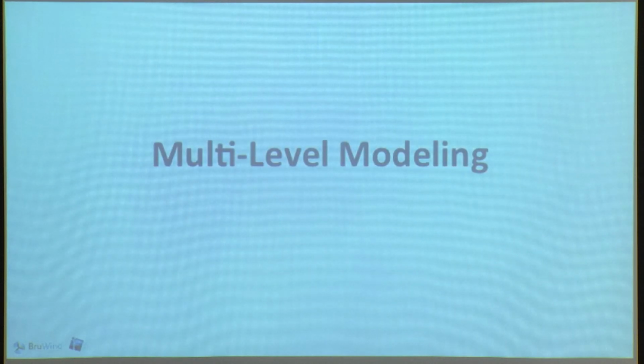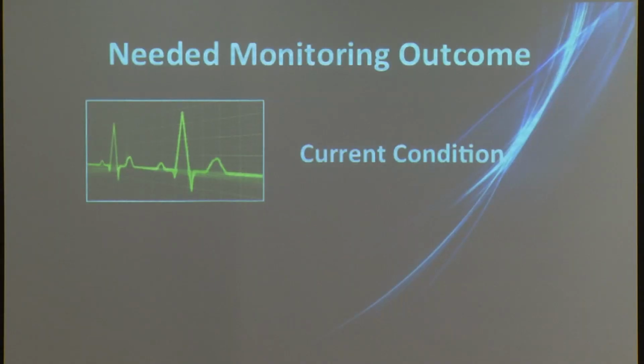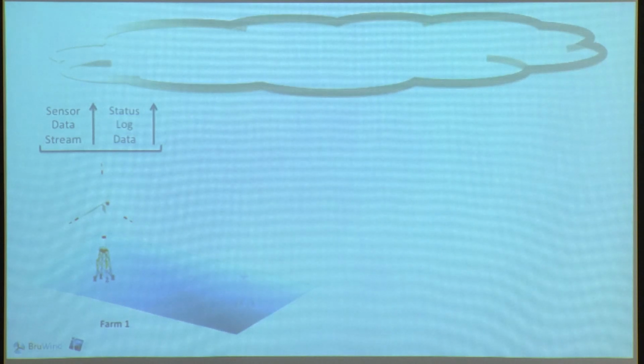Then you have this data, and you need to do something with it, because otherwise it's just standing there doing nothing. So you want to learn. If you want to learn, you want to do it in a structured way. The first thing we look at is the current condition. It's like for your patient: how is his pulse? How is he doing? Is it normal? Is it abnormal? You can already deduce quite a lot from this.